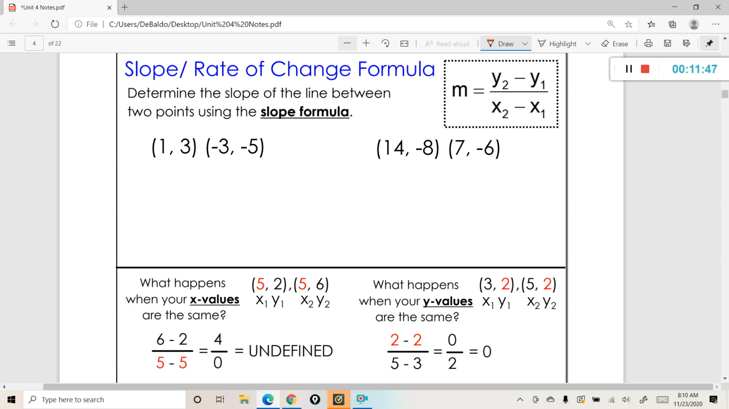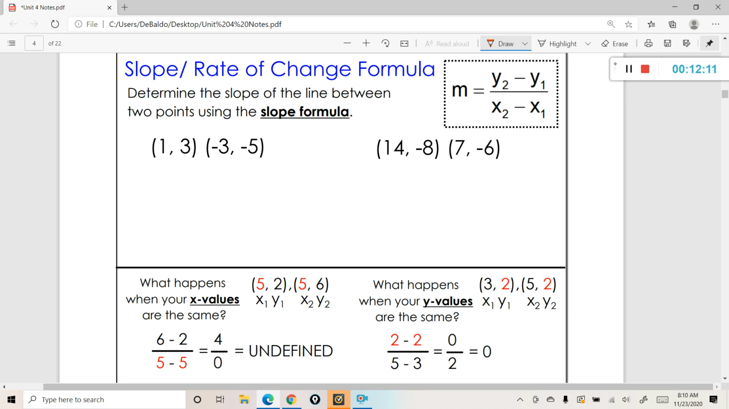So here's the formula. m, which is our slope, is equal to y2 minus y1 over x2 minus x1. Now it looks a little confusing, but let me just show you where we're getting all of those variables and all those numbers. The y1s and the y2s and the x1s and the x2s just represent numbers. That's it. So watch what we're going to do.